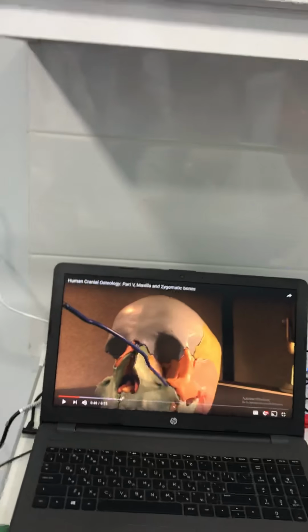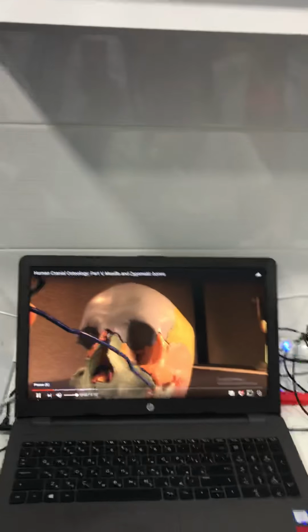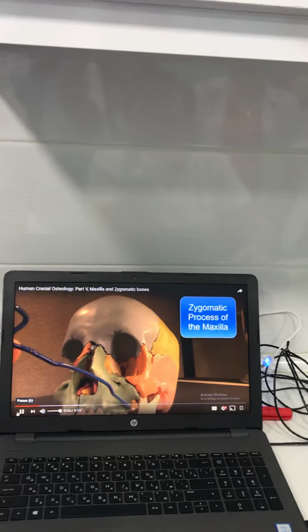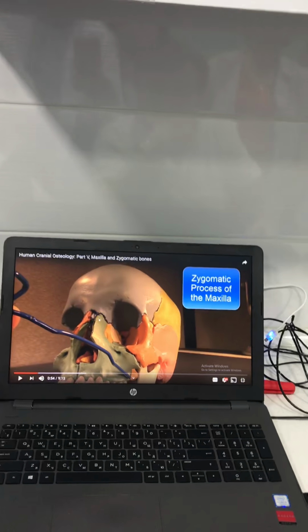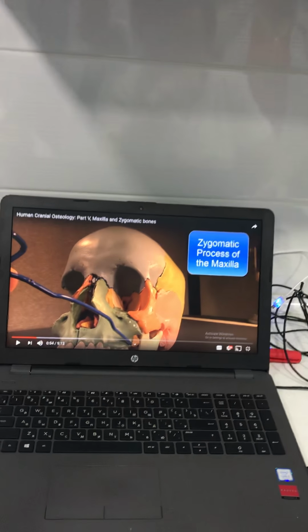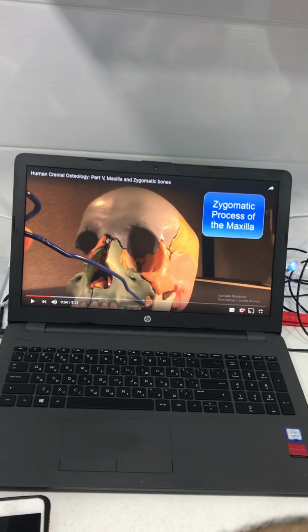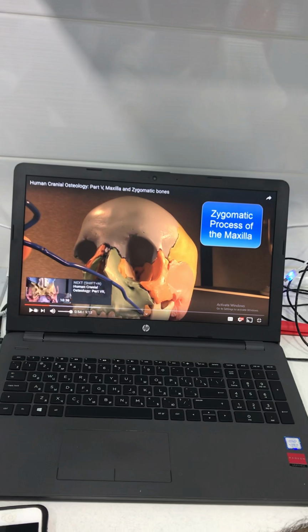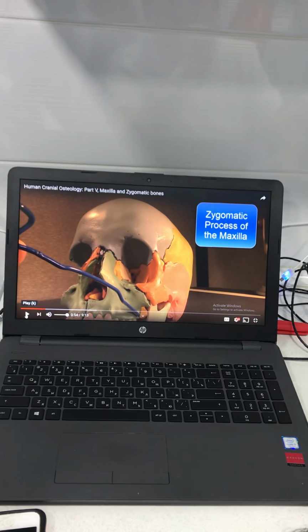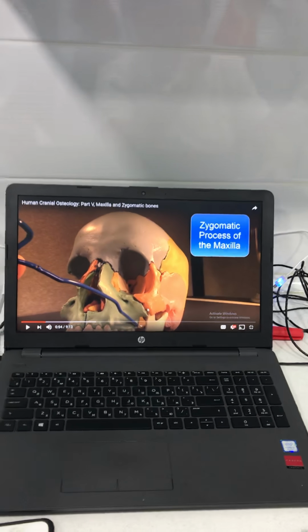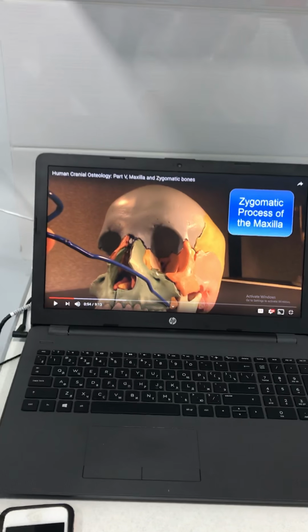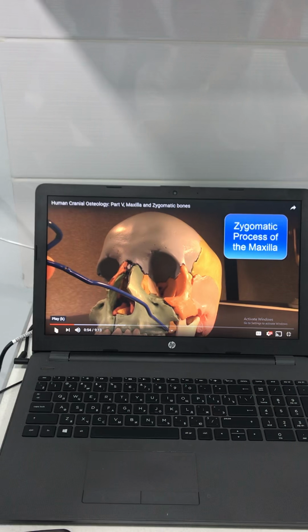All right, so let's continue. Zygomatic process of the maxilla. The maxilla has a posterior, upper, inside, and lower part. We are going to see each part alone and what the anatomy of each one is. So this one is called the zygomatic process of the maxilla.